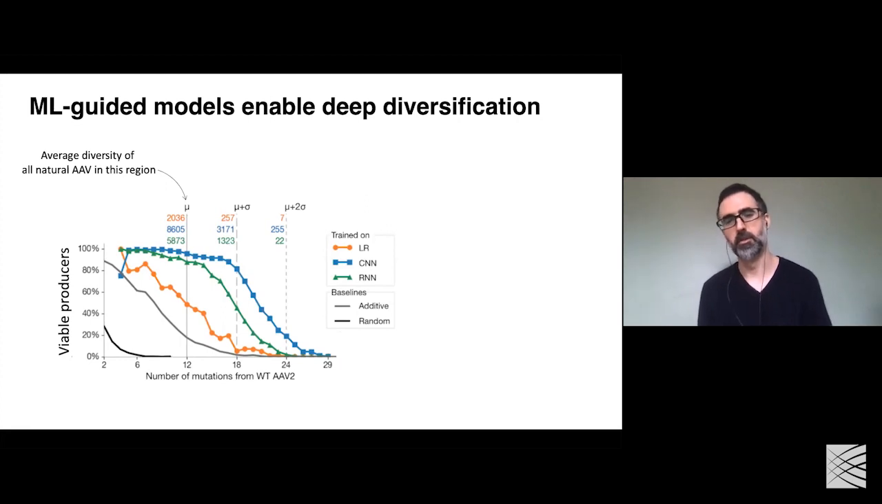And it's also, the original additive model was trained on the singles data. This logistic model is trained on that plus a little bit more data. So the differences between those are not directly comparable, but the differences between the logistic regression and the CNN and the RNN, that's where it's more interesting, in that the neural network models are able to explore further away from the starting sequence and also to surpass the diversity of the natural AAVs by, in this case, a few standard deviations. So this is a very distant exploration into the sequence space.